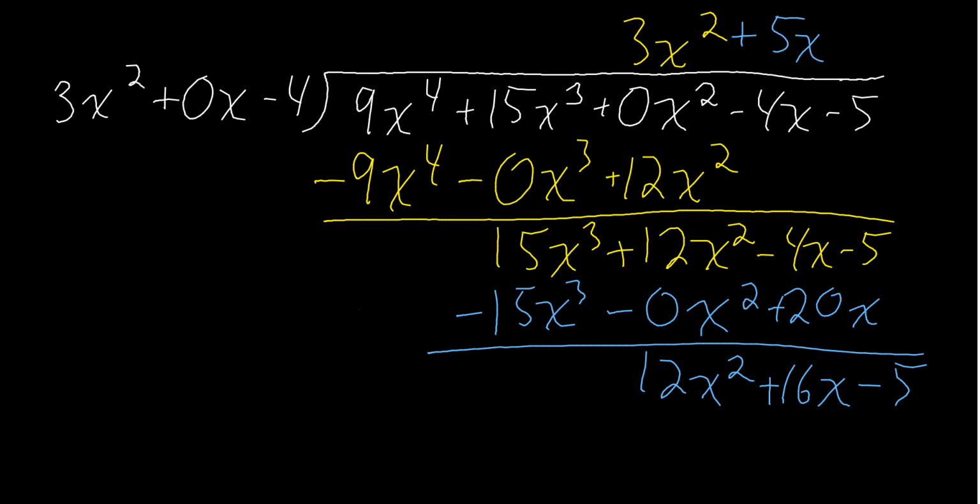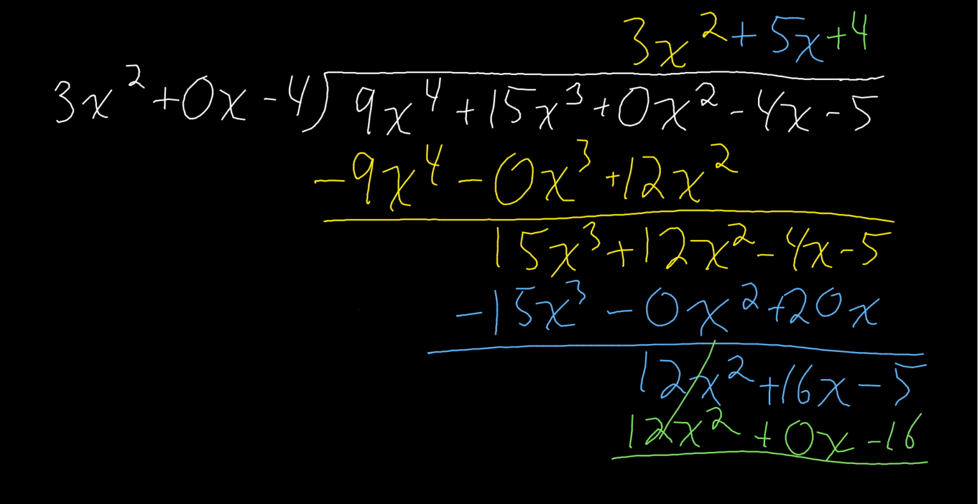Let's continue on, moving forward. We're going to do 12x squared divided by 3x squared. That is going to be 4, so it's just plus 4 up here. Then we multiply through. 4 times 3x squared is 12x squared. 4 times 0 is 0x. And then 4 times negative 4 is negative 16. That cancels. We did a good job. Well, not yet, I got ahead of myself. I have to change the sign, but I know it cancels. Actually, the 0 didn't really matter.